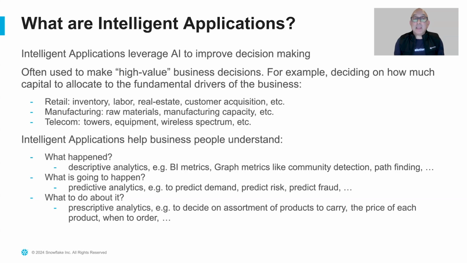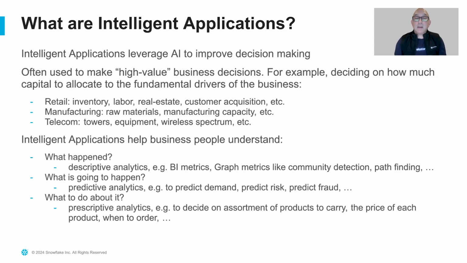So intelligent applications in general help business people understand what happened, which is sometimes called descriptive analytics, what's going to happen, which is sometimes called predictive analytics, and then what to do about it, which is sometimes called prescriptive analytics. Descriptive analytics can come in different flavors. You can have the BI flavor or the graph analytics flavor for understanding communities and pathfinding and so on.